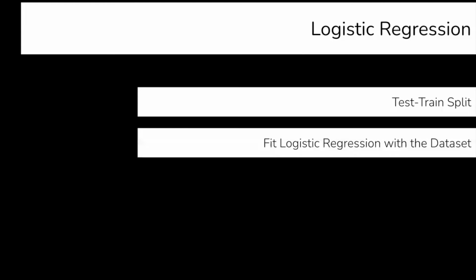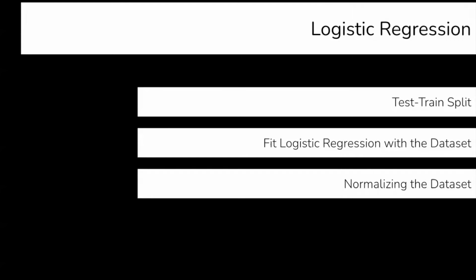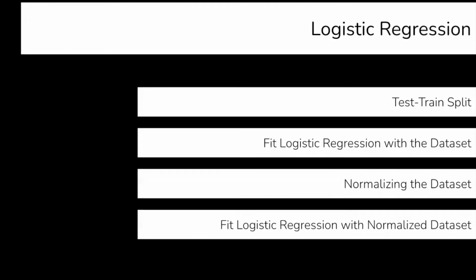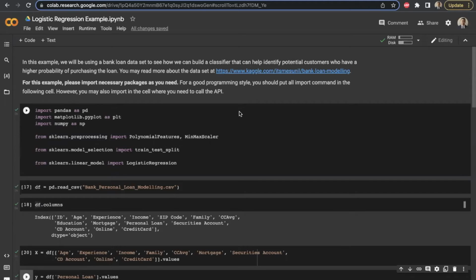Our second step would be to carry out logistic regression on that dataset. Our third step would be to carry out feature normalization on the dataset. And lastly, we would be carrying out logistic regression on the normalized data set and see if the scores improve. Okay, now going over the code.